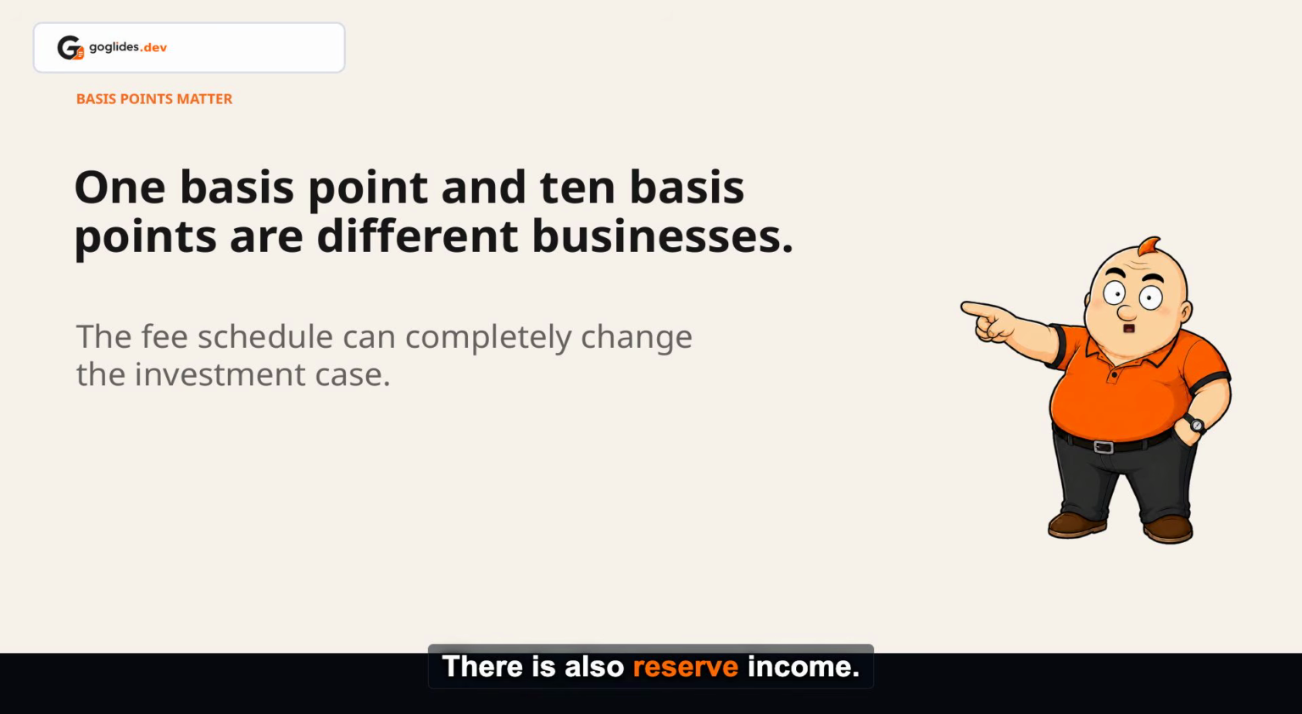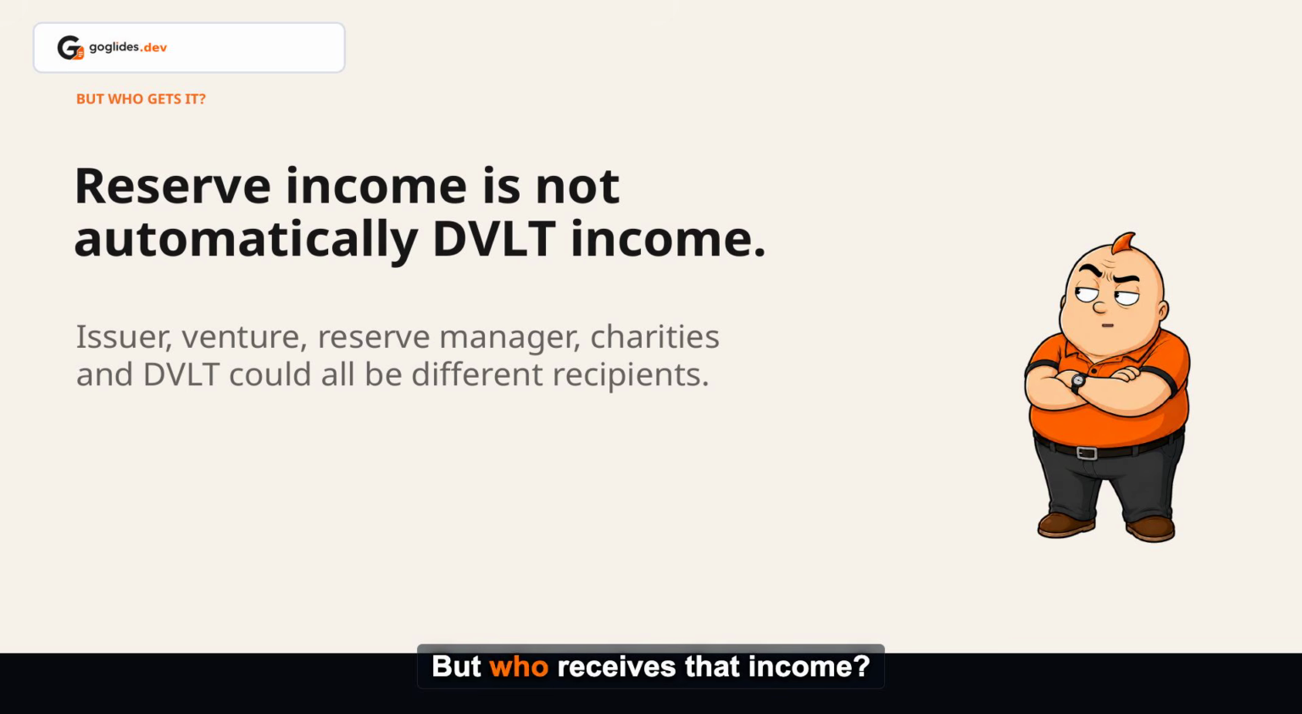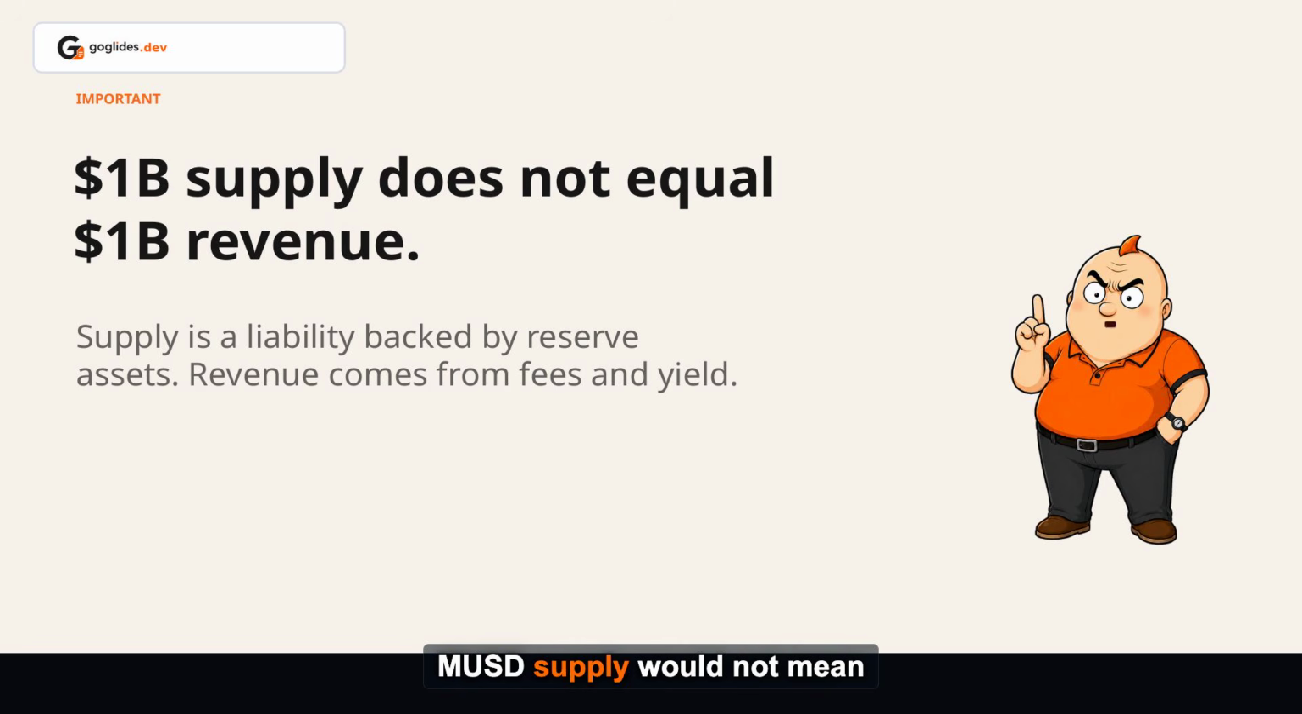There is also reserve income. If 1 billion MUSD were circulating and the reserve assets earned 4%, the reserves could generate roughly $40 million of gross annual interest before expenses and distributions. But who receives that income? The issuer, Mandela Digital, the reserve manager, charitable programs, Datavault. We do not know. This is why a $1 billion MUSD supply would not mean $1 billion of DVLT revenue. The stablecoin supply represents liabilities backed by reserve assets. The actual business earns money from fees, reserve yield, and supporting services. Only the portion contractually belonging to Datavault matters to shareholders.